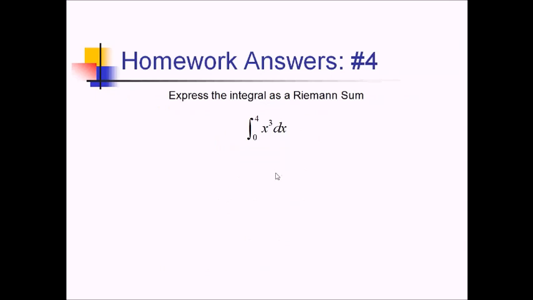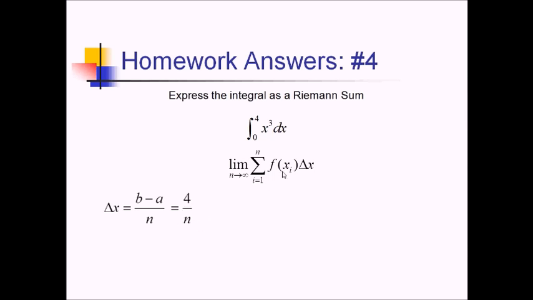For number 4, we're being asked to convert this integral to a Riemann sum. So I'm going to start by giving it the general format here. We want the limit as n approaches infinity of the sum from 1 to n of f of xi times delta x. And we have to figure out xi and delta x here. Easiest thing to figure out in the beginning is the delta x. So that's just going to be the interval length divided by n. So that's going to be 4 minus 0, or b minus a over n. So 4 minus 0 over n is just 4 over n.